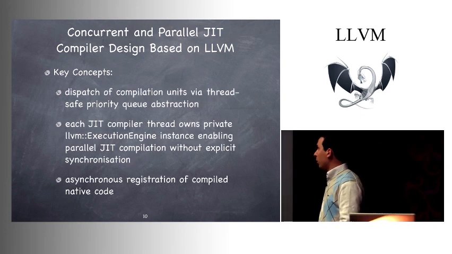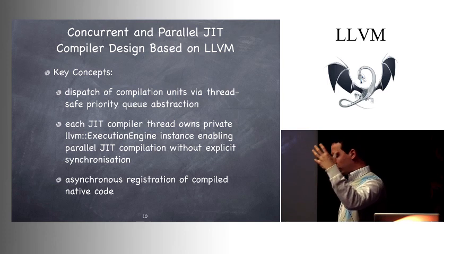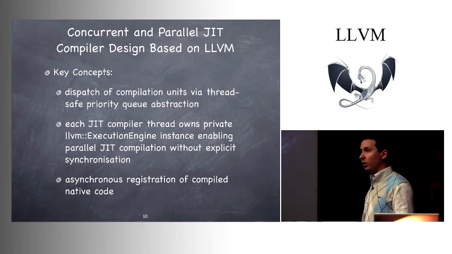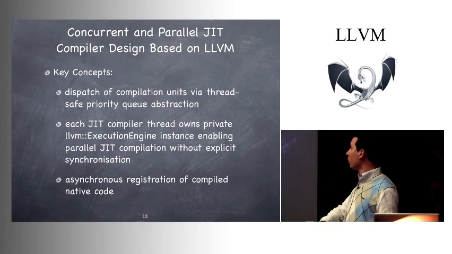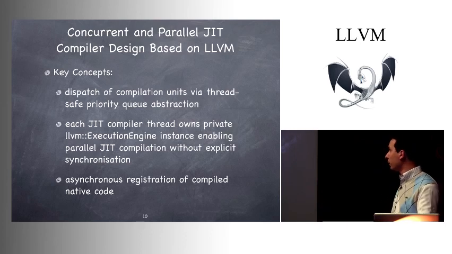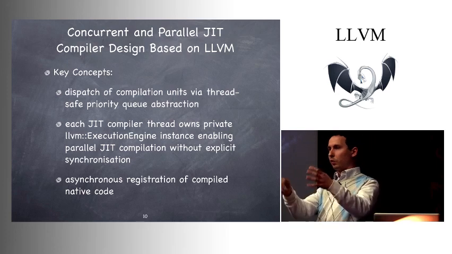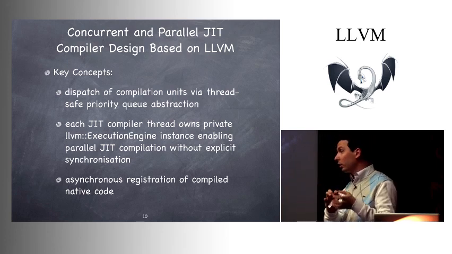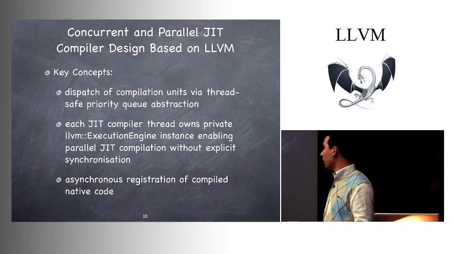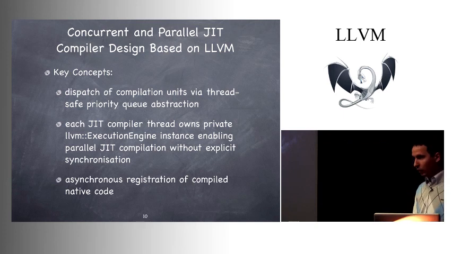Just to quickly reiterate, the key concepts for this design are the execution loop, which dispatches compilation units via a priority queue, and then the JIT compilation task farm, where each JIT compilation thread has its own instance of an execution engine. It's really a little JIT compiler on its own, which pulls the compilation units and compiles them. And of course, the asynchronous registration of compiled native code.